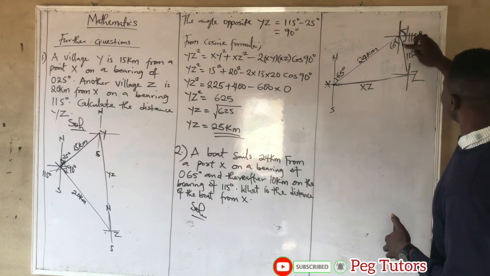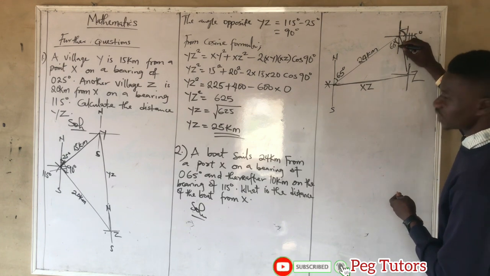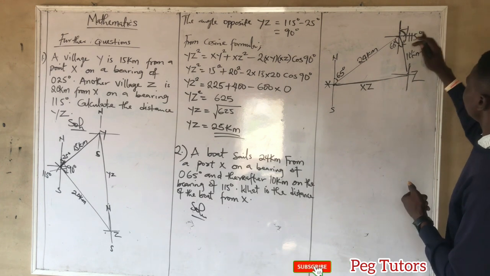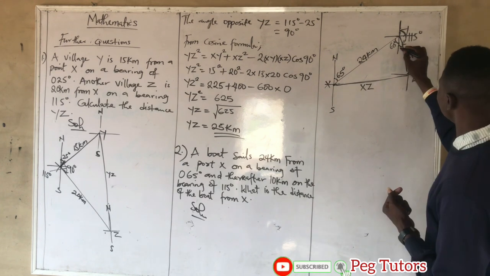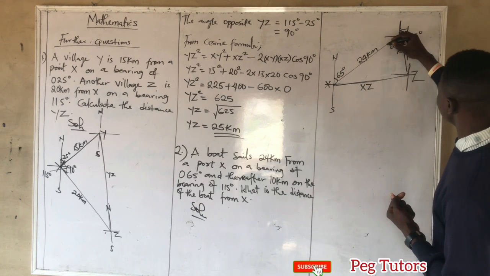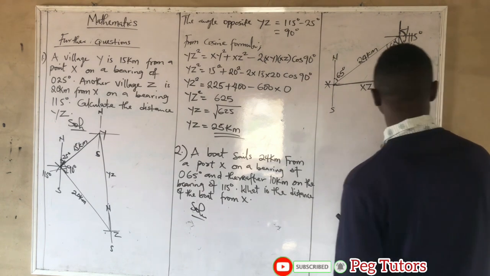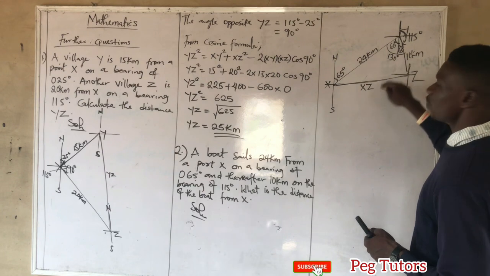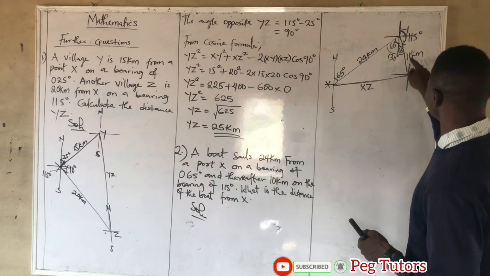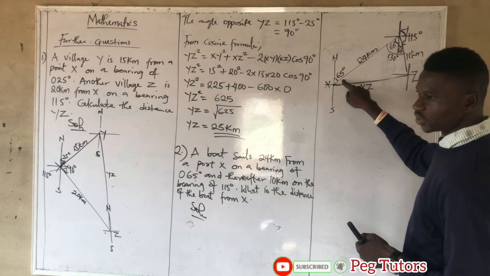So from here to here is 115, but remember, from here to here is 180. So 180 minus 115, here is 65 degrees. So if this is 65 degrees and this is 65 degrees, this place is 130 degrees. It means now that we have the angle opposite. This is the angle opposite. This one, this is the angle opposite. Are you with me? Okay.